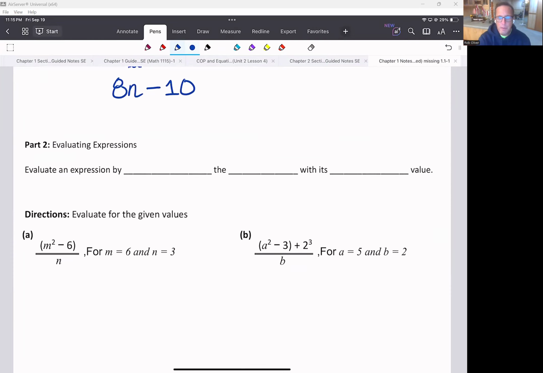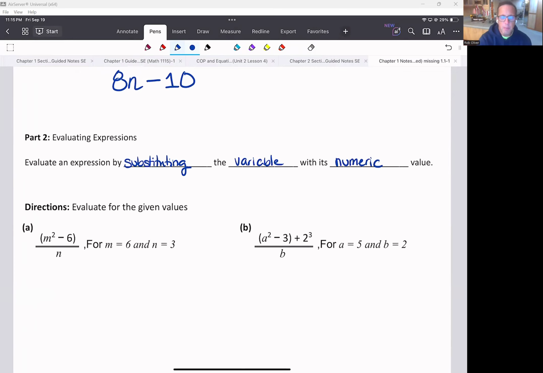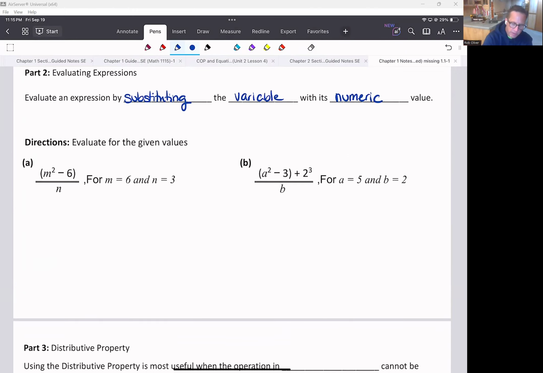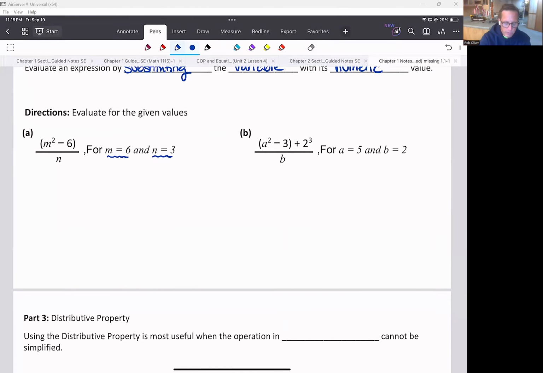All right, let's get into evaluating. Now, a lot of evaluating is basically just substitution. So we evaluate an expression by substituting the variable, whatever the variable is, m or n or a or b or x or y, with its numeric value, its number value. That's what we're going to do. In example A, we have m equals 6, and we also have n equals 3.